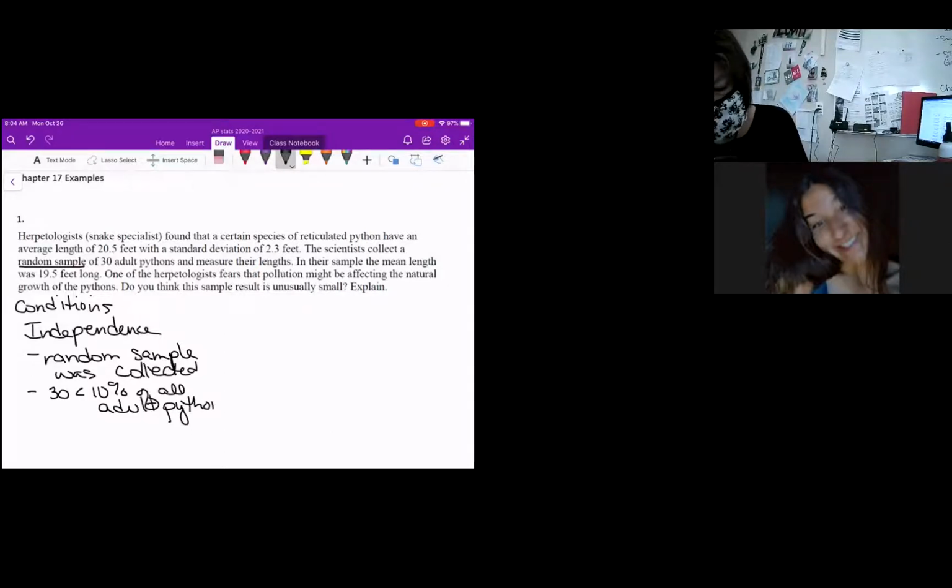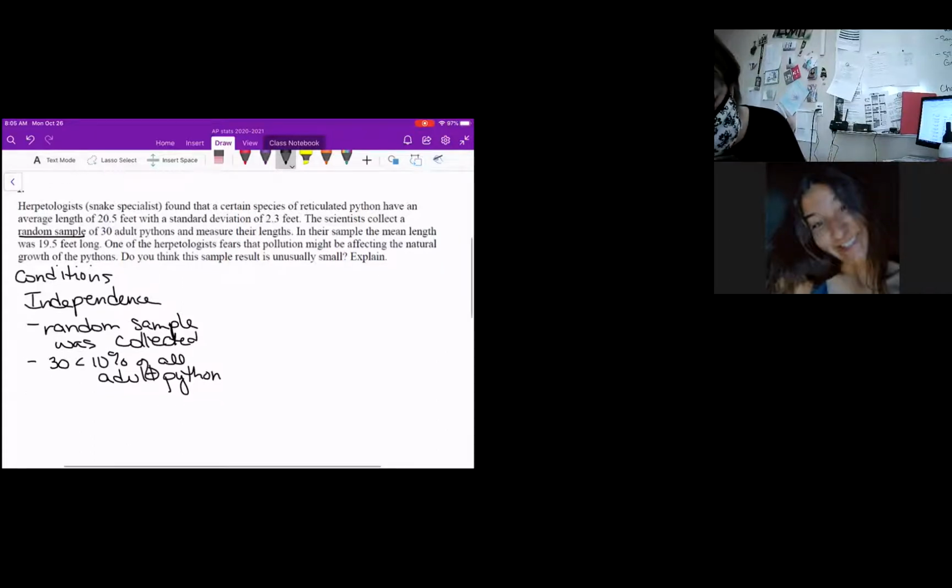Again, remember, you're going to hate writing conditions. I hate writing conditions, but if you don't get in the habit of doing it now, in the practice and in the examples and stuff, when it comes time for the test, you are going to forget. All right.